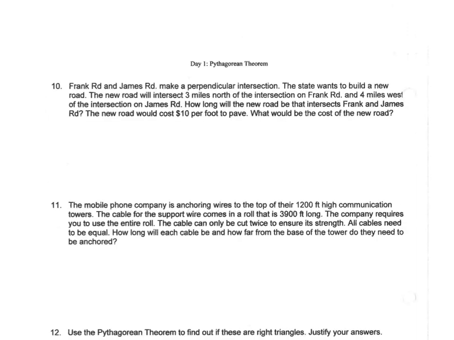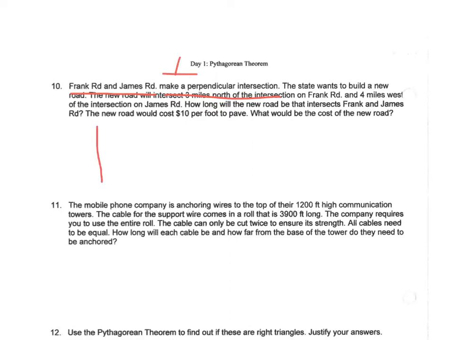All right, then the parts of the assignment that people probably need a little more help on are these last 2 word problems. Again, I'm not going to do them, but let me give you a little bit of hint and insight on each one of them. This number 10 starts off that Frank Road and James Road make a perpendicular intersection. We know what perpendicular means, right? Upside-down T, that means they make a right angle.